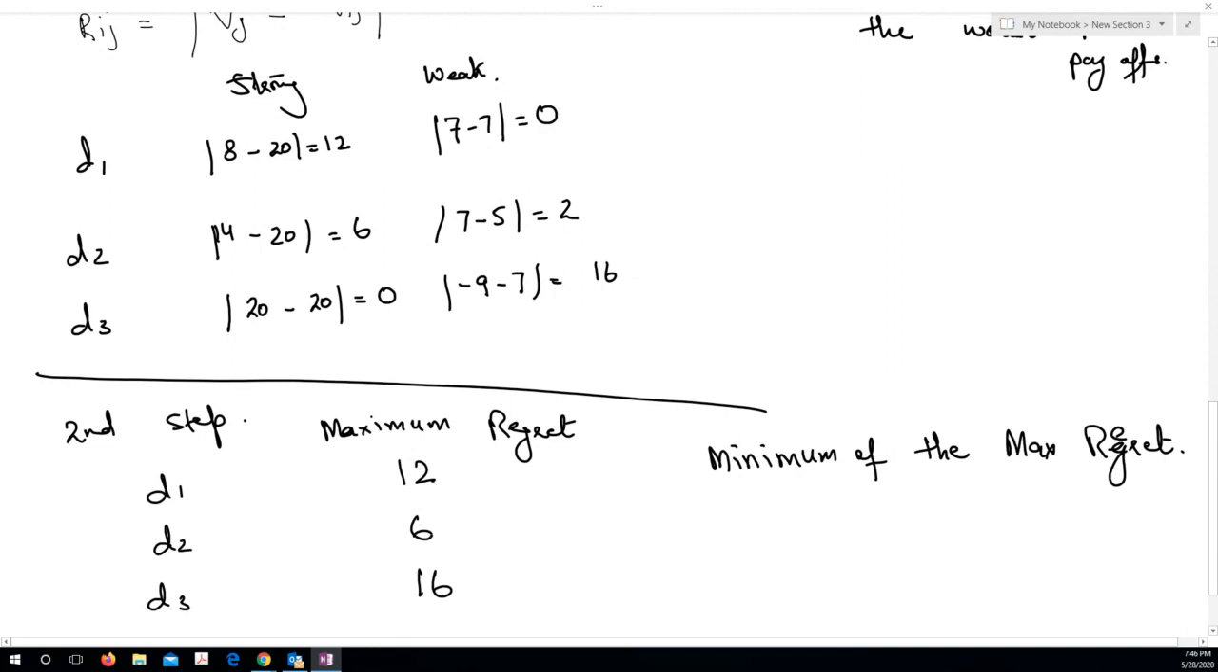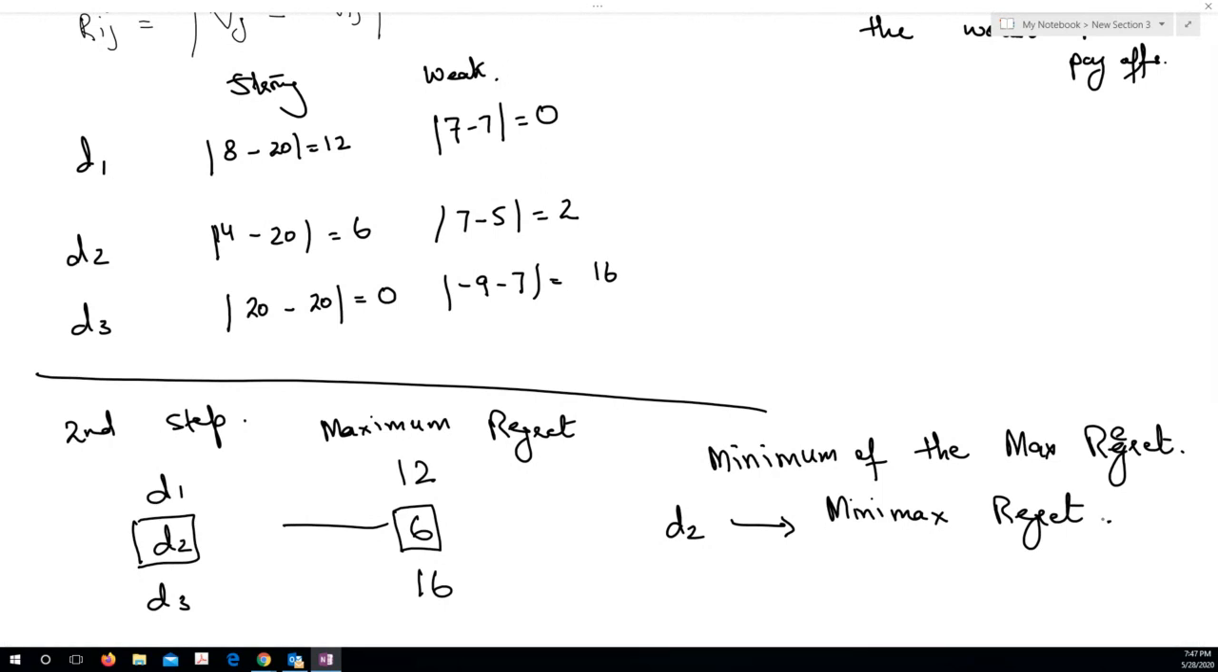And the minimum of these three is actually this number. So the best option based on this method is D2. D2 would be our min max regret. And it makes more sense to use this method than a conservative approach or an optimistic approach, because this actually minimizes our regret. So there should be no regret or minimum regret.